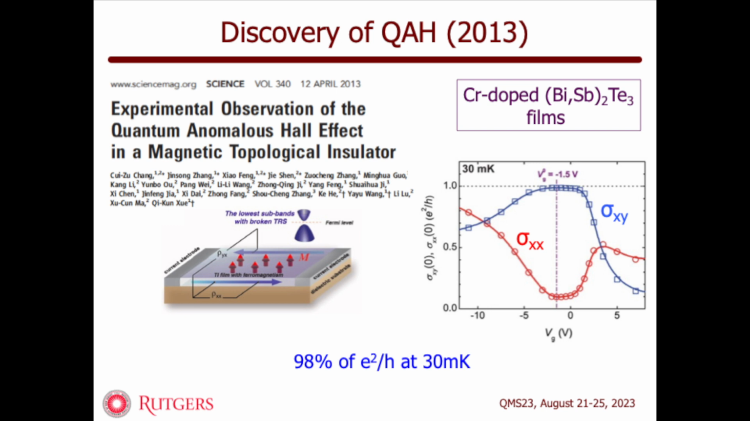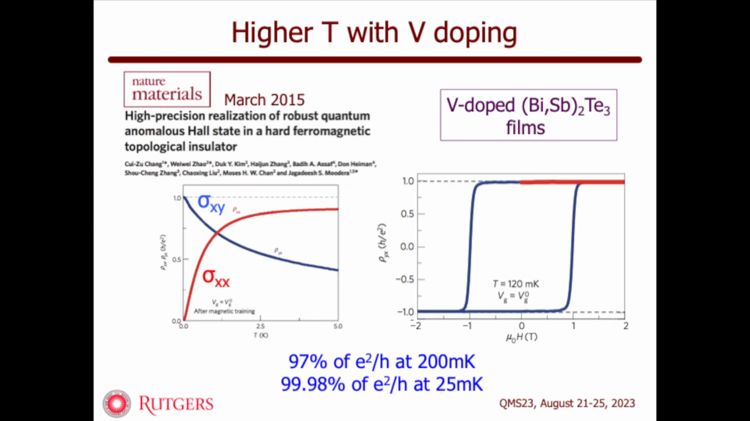insulator. The initial report, the longitudinal conductivity didn't quite get down to 0. 1 here is in units of e squared over h, and the transverse conductivity didn't quite get to 1. It got to 98% of the quantum. But in subsequent work, they found that vanadium doping works better. And now they were able to get 99.98% of the quantum at 25 millikelvin.